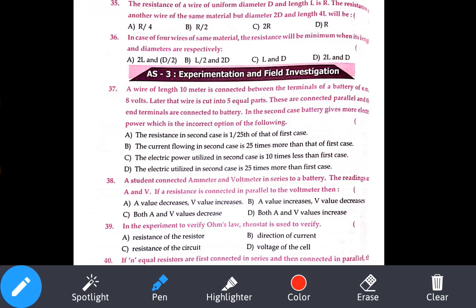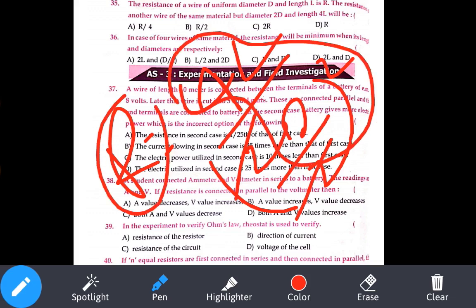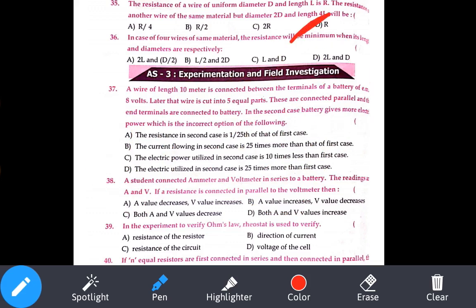Now what they have given: length is increased to 4L and diameter to 2D. Substitute that. R equals 4L by pi (2D by 2) square. So the 2 gets cancelled. What do you get? The same thing as in the first case. So R is not changing. Option D is our answer.